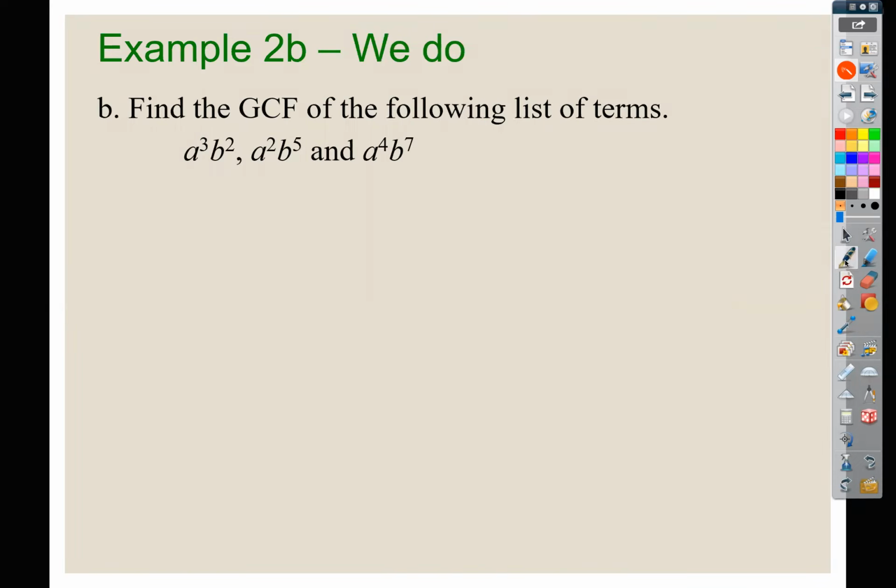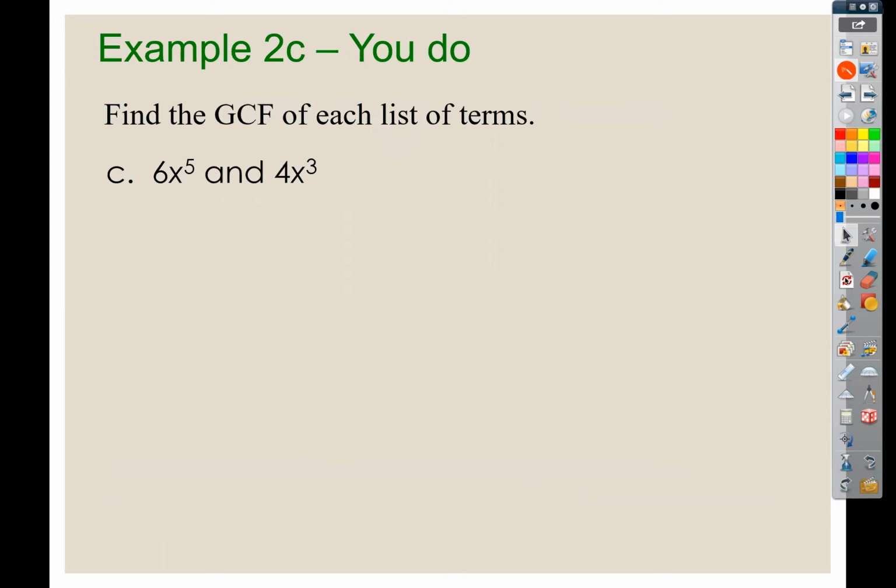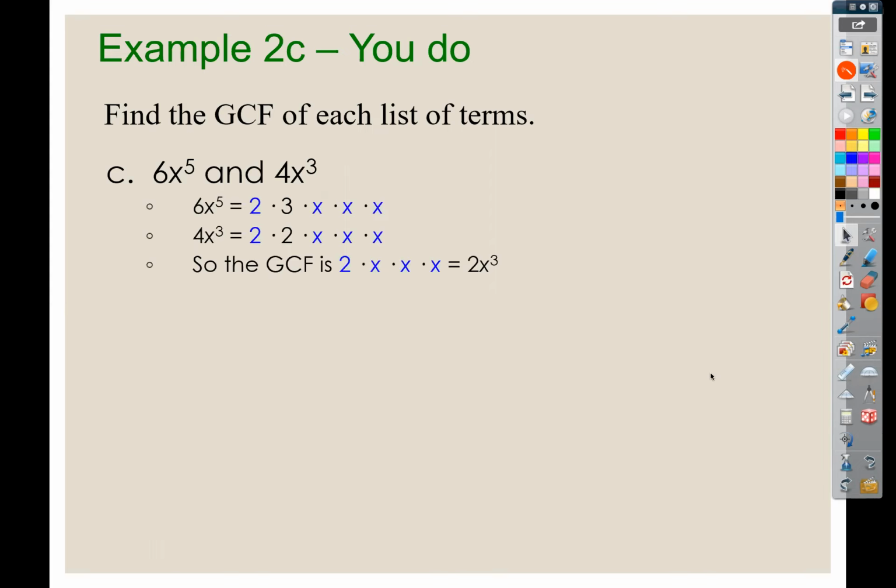Okay, so find the greatest common factor of the following list of terms. So watch, without writing it out like they have been, how many a's do they all at least have? They all have at least 2 a's. How many b's do they all at least have? 2 b's. So the greatest common factor is a squared b squared. All right, find the greatest common factor of each list of terms. You go ahead and try this. So it's 2x cubed because 2 is the biggest number that will go into both 6 and 4, and they both have at least 3 x's.